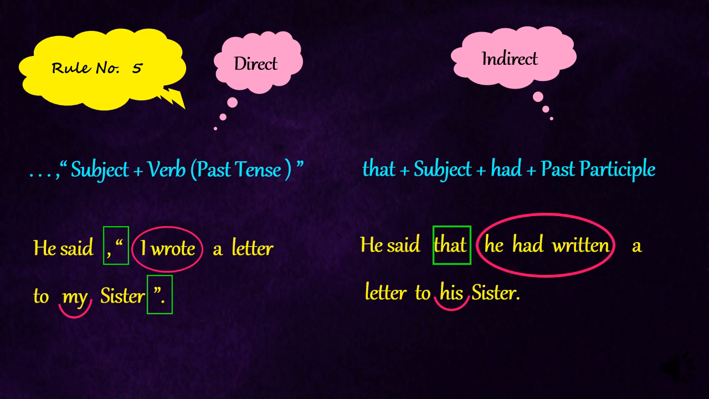So, according to rule number 5, when there is a subject and a verb which is in simple past tense, then you will be writing it as "that" followed by the subject plus "had" and the past participle form of the verb.